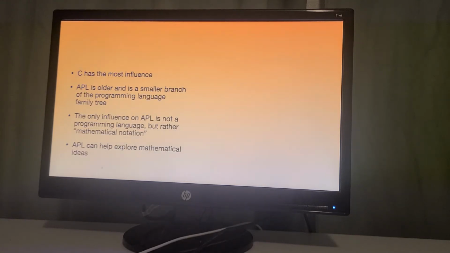In programming, C has had the most influence. APL is not influenced by C. APL is older and is a smaller branch of the programming language family tree. The only influence on APL is not a programming language, but rather mathematical notation. This is core, is that something outside of programming influenced a programming language. Since APL is so much closer to mathematical notation, it can help explore mathematical ideas, or to see how mathematical ideas have influenced programming.